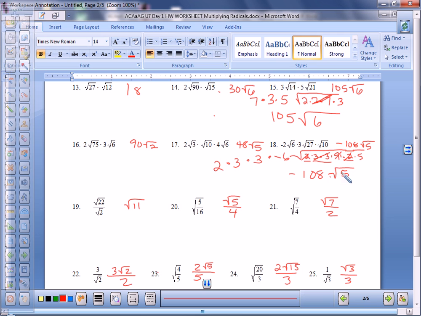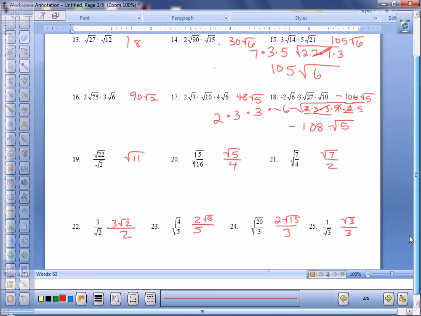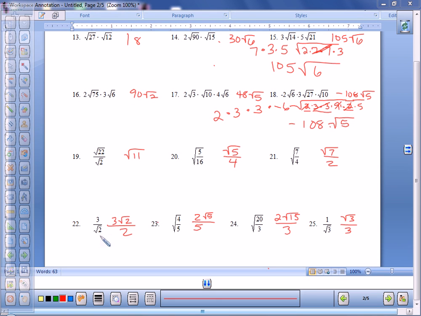Yes, sir? How did you get number 22? Number 22. Okay. One of our rules was we cannot have a radical in the denominator of a fraction. And the process we have in our notes from yesterday is whenever you have a radical in the denominator is to multiply the numerator and denominator by that radical. And yesterday we talked about that's really multiplying by 1. It doesn't change the value, it only changes the form. So that gives us 3 root 2 over the square root of 2 times the square root of 2 is the square root of 4, which is 2.